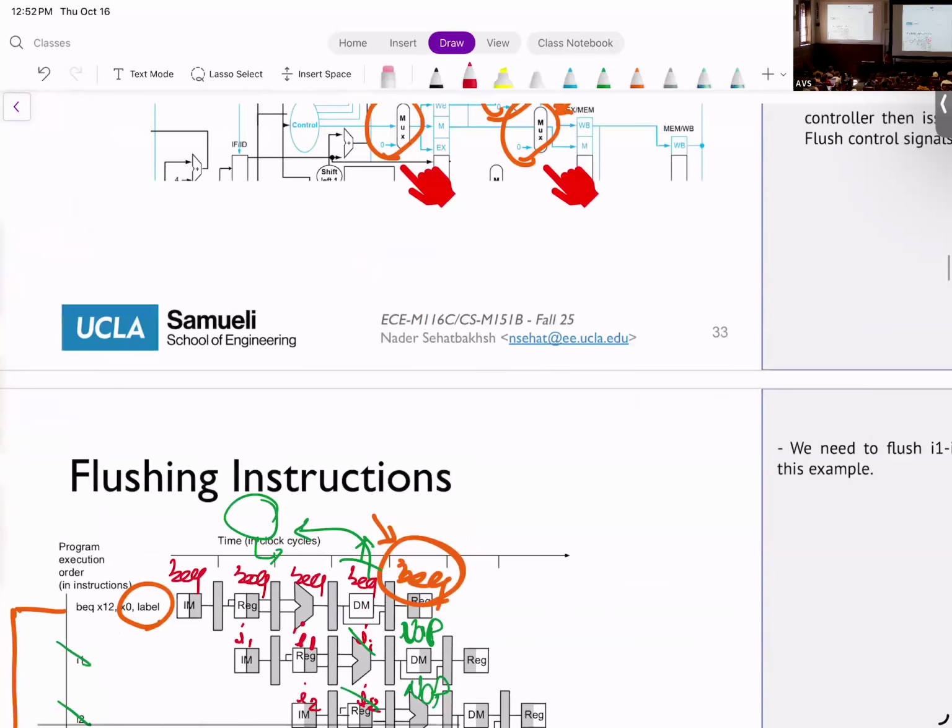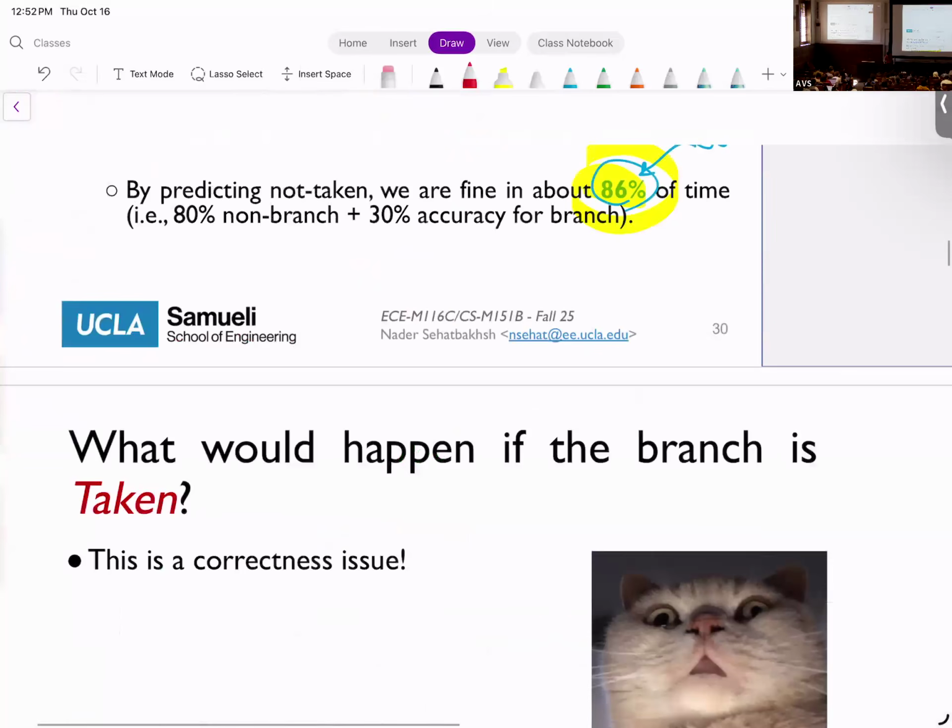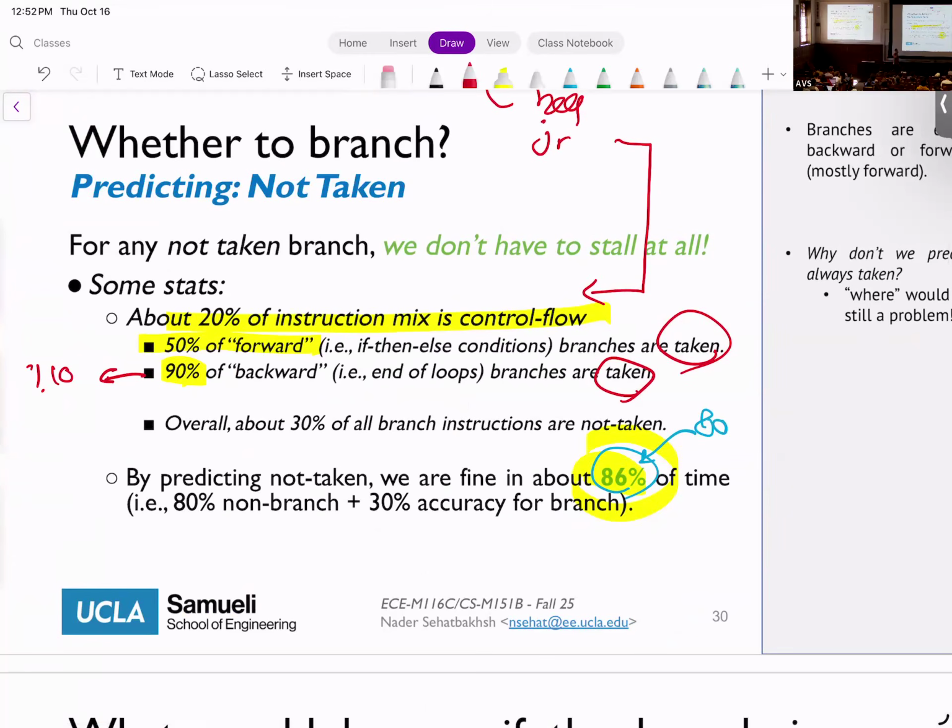Where did that 6% improvement come from? So 20% of the instructions are branches. Out of those branches, 50% of forward branches are taken. That means that 50% of the time we are correct, 50% of the time we're not correct. From the backward branches, 90% of the backward branches are taken, which means that 10% of the time we are correct. Plug in the numbers, assume equal distribution of forward and backward, you get to the 86%. Okay?